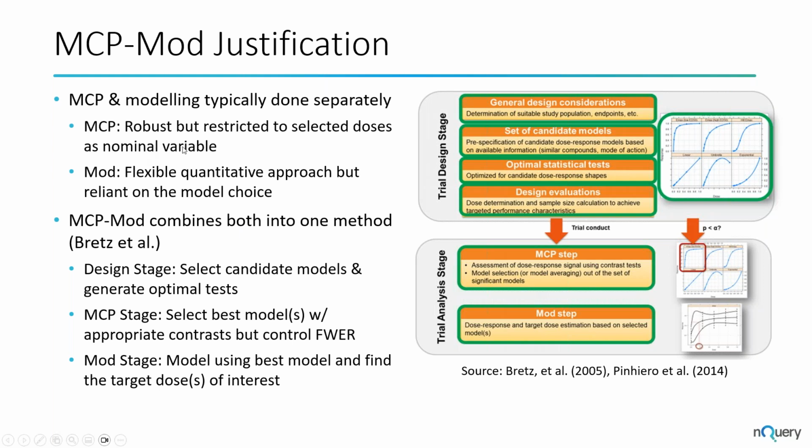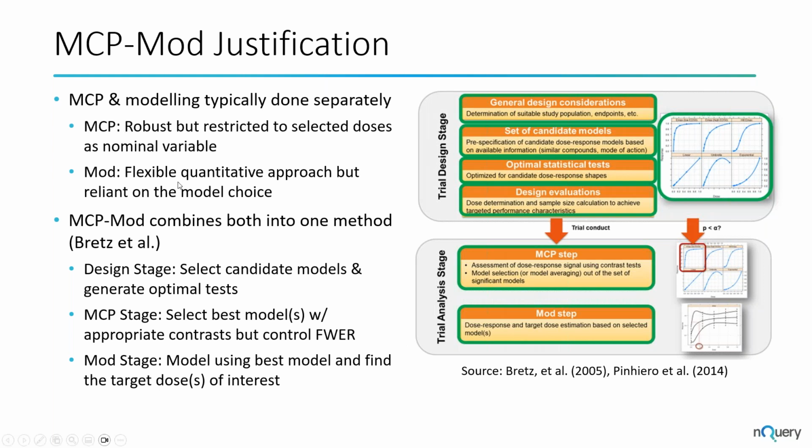So the idea is, on its own, the MCP-Mod approach is robust without requiring restrictive assumptions about the underlying dose response curve. You're just looking to see if at least one of the doses is different from the others while controlling for the family-wise error rate. The issue, though, is that the tests are treating the doses as nominal categorical variables, so you can't really consider any doses outside of those that were part of the study.